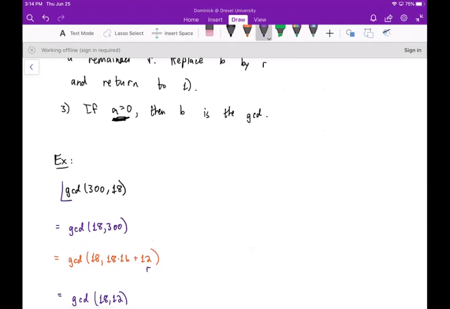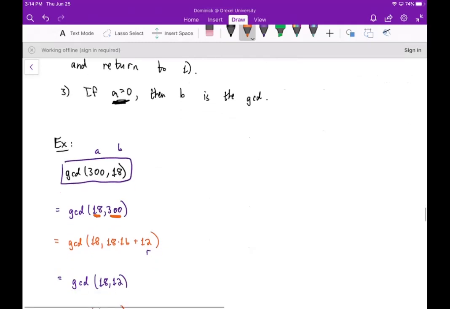We want to find the GCD of 318. First of all, my a is bigger than my b, so I'm going to switch these two. So I'm going to put 18 in the first slot and 300 in the second slot. Now, if I divide 300 by 18, I get 16, but I have a remainder of 12, and that's what's now going to become this part right here.